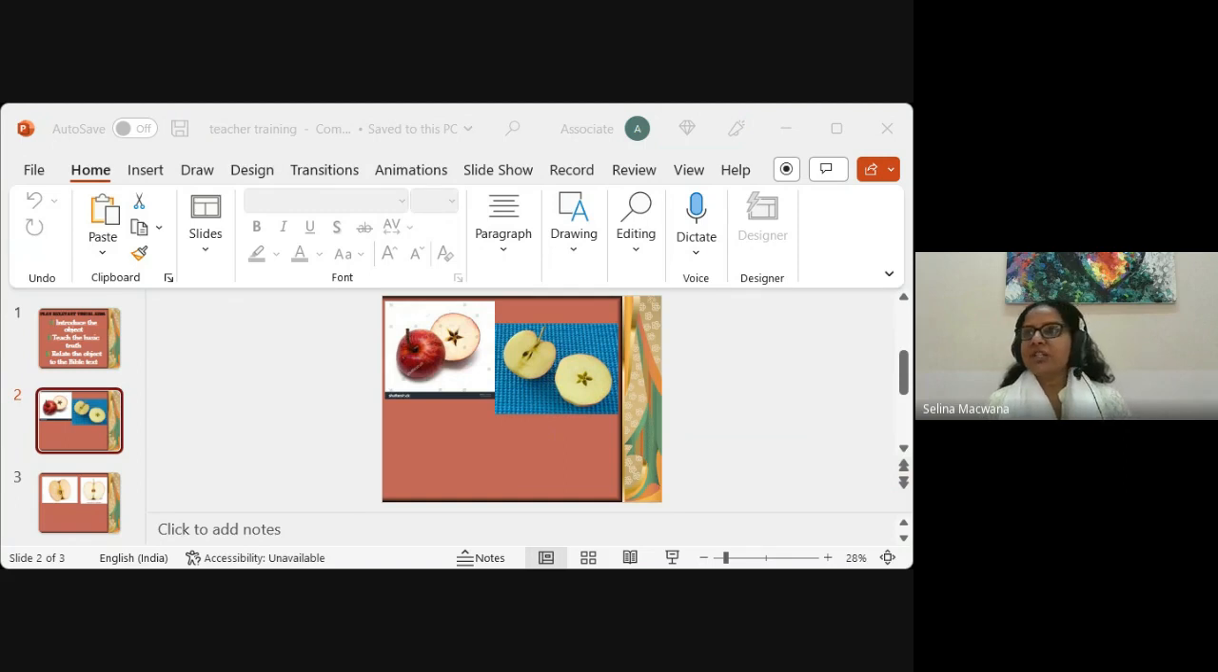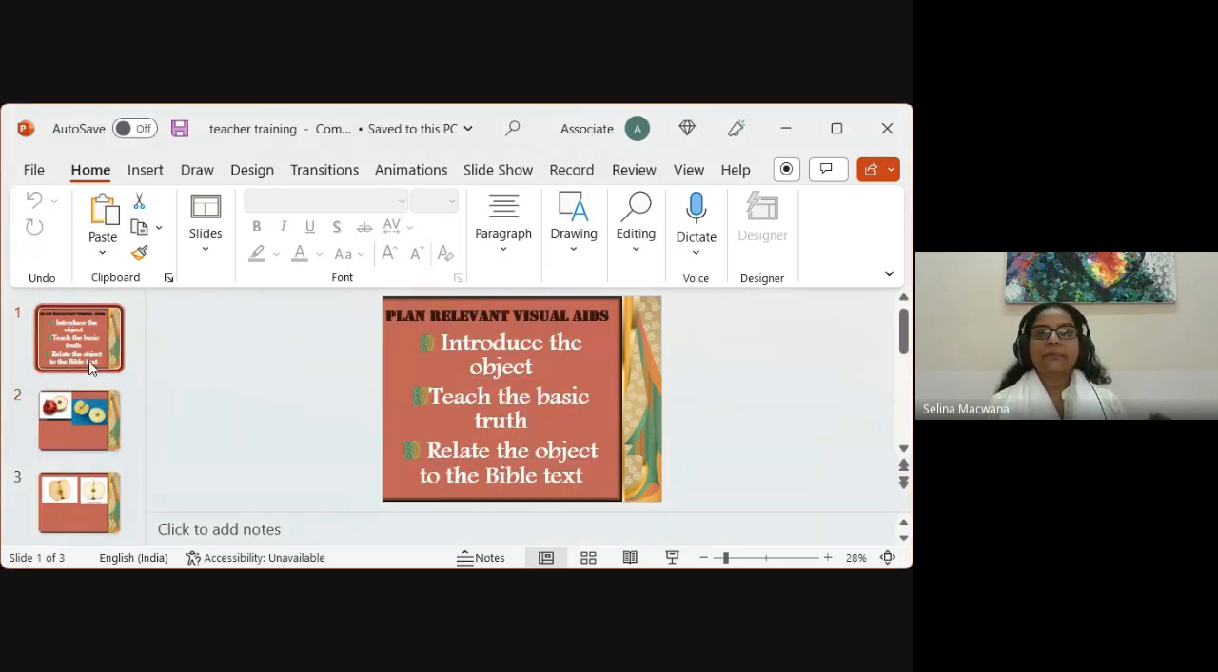Okay, so we just looked at attention getters today and a few object lessons. Object lessons are powerful truths which can communicate powerfully to children. So all you need to do is introduce the objects, connect the object to what you are resembling it to, teach the basic truth, and relate the object back to the Bible text.